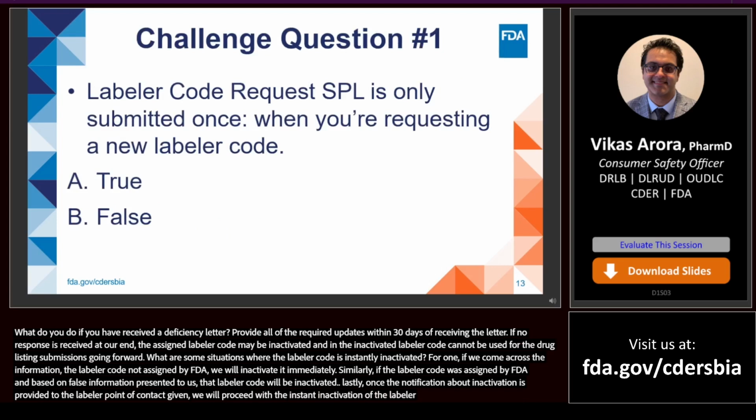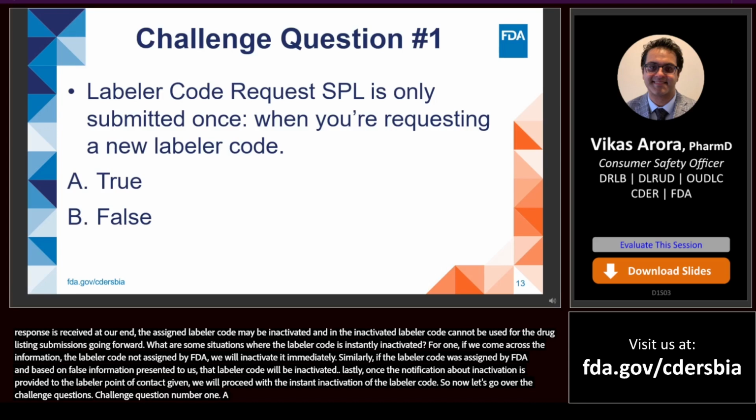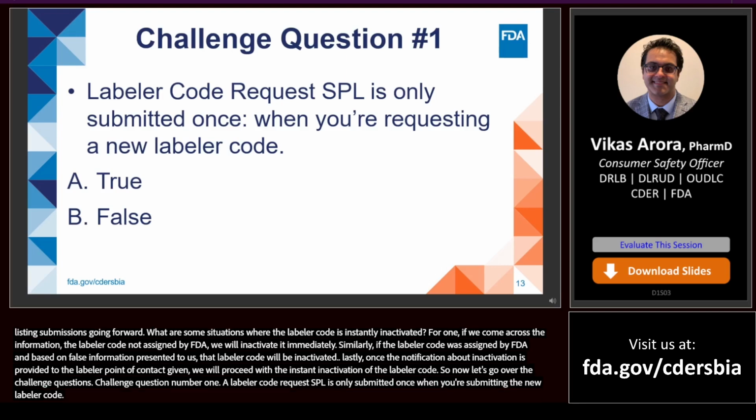So now let's go over some challenge questions. Challenge question number 1. A labeler code request SPL is only submitted once when you're requesting a new labeler code. A, true, B, false. And the answer is false.